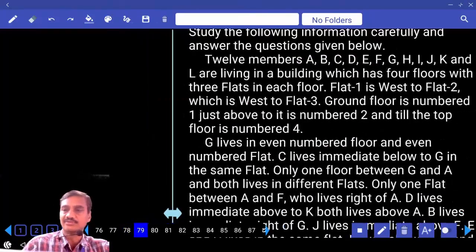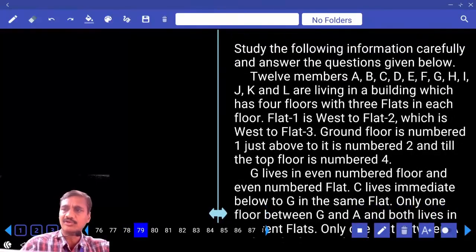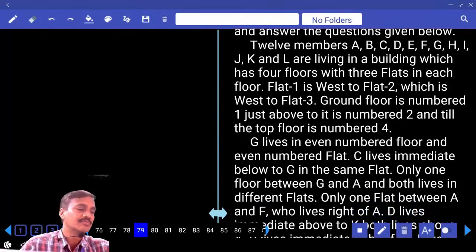Then 79 onwards. Now in this 79 onwards, 12 members were there and they are living in a building which has 4 floors. And only 4 floors were there, but in each floor there are exactly 3 flats.